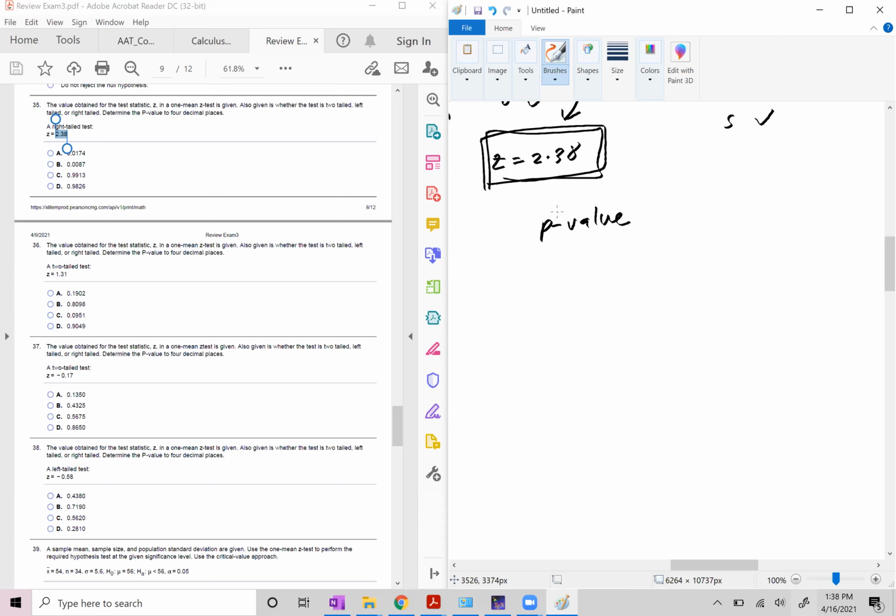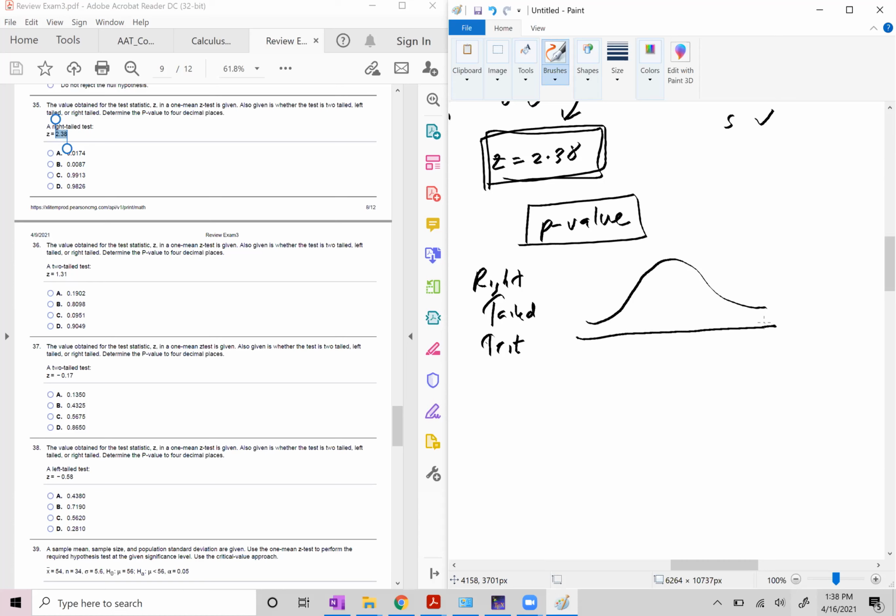This is how you do it. It will change depending on the type of test. If it is a right tail test, you calculate the p-value like this. You start from the test statistic value, z stat, and calculate the area to the right. That will be your p-value.